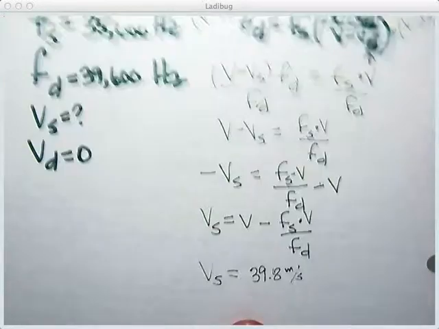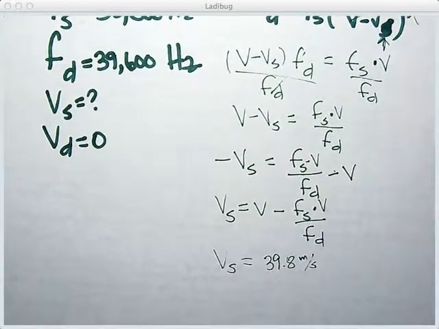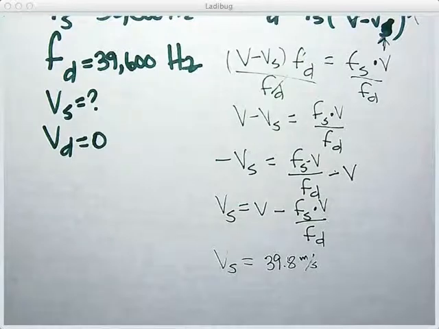So that's how police cars detect your speed. They hear a different sound coming back, and the computer uses calculations to get that speed.